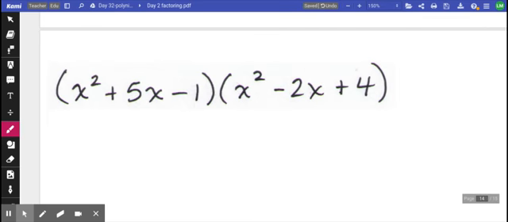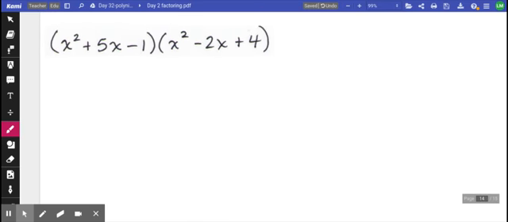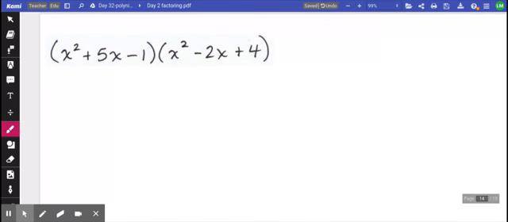All right, here we go. I promise you good stuff. Now, here's the thing. When we have a trinomial times a trinomial, we're going to have 3 terms times 3 terms. We're going to be left with 9 terms.